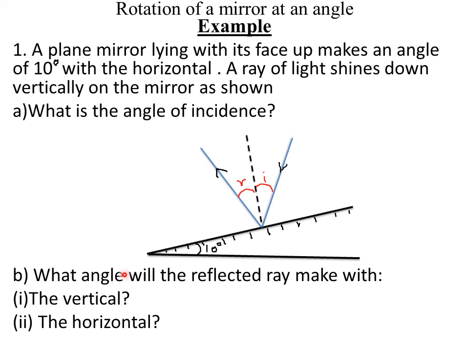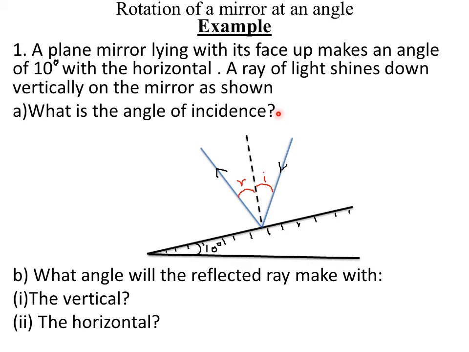So we look at an example involving rotation of mirrors at an angle. The example reads that a plane mirror lying with its surface up makes an angle of 10 degrees with the horizontal. A ray of light shines down vertically on the mirror as shown. What is the angle of incidence?